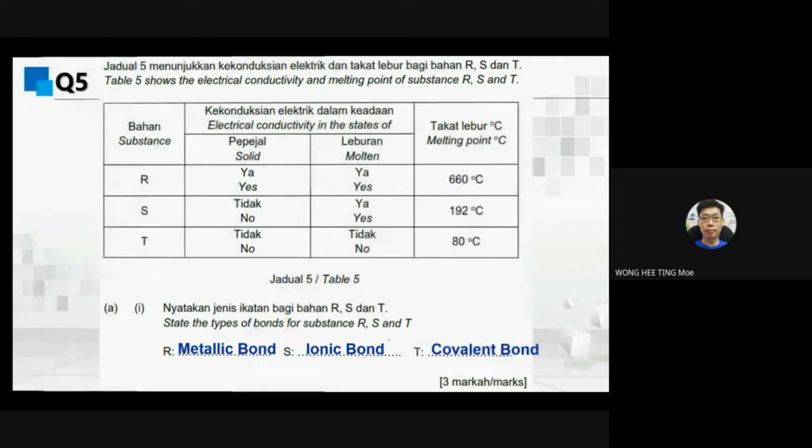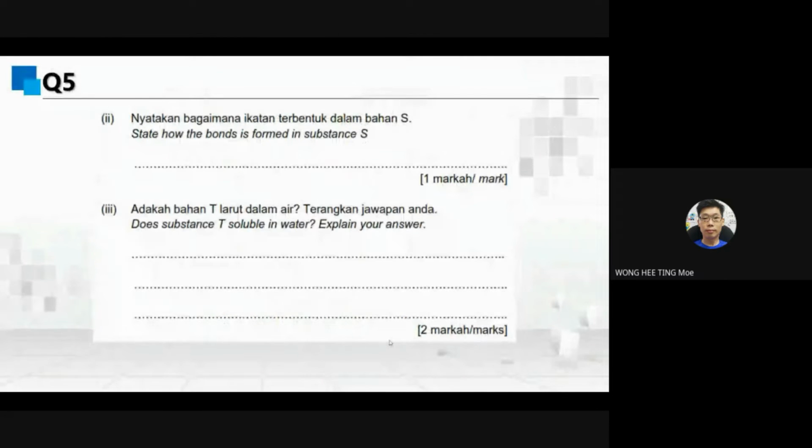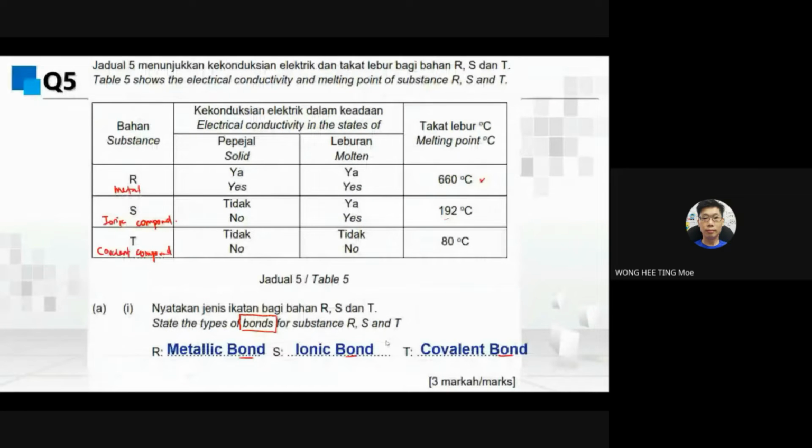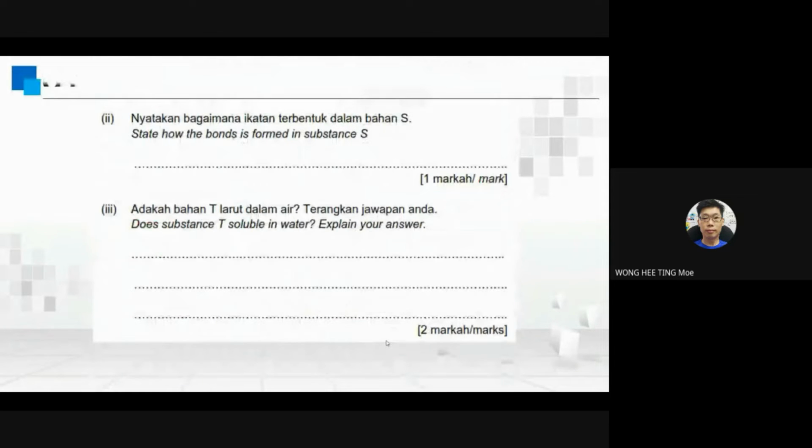Now state how the bond is formed in substance S. S is what? S is ionic, right? So how is the bond formed? Donate and receive of electrons. Okay, correct. Or you can write electron transfer. Both can be accepted. You can write donate and receive of electrons or electron transfer.